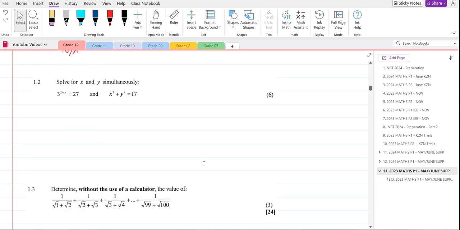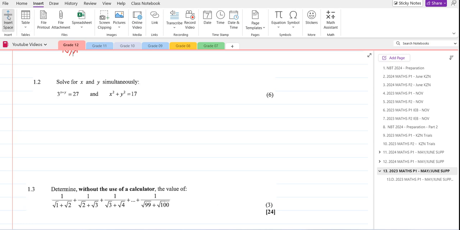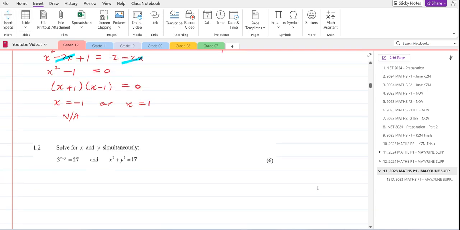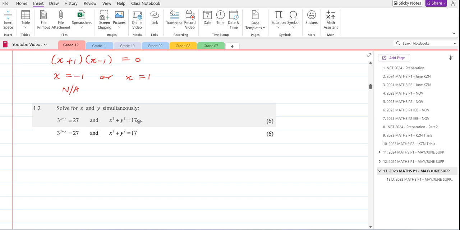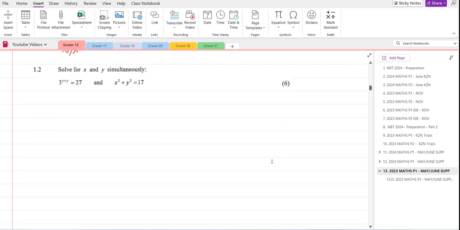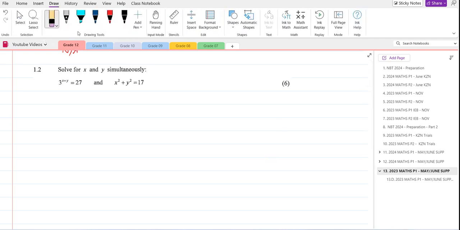Next one, solve for x and y simultaneously. How are we going to solve for x and y simultaneously? Right, we have an exponential equation, the first one, but there's no stress, because we know when we have an exponential equation, we drop the bases and equate the indices. So we got 3 to the power x plus y is equal to 3 cubed. Therefore x plus y is equal to 3, because we drop the bases. 3 cubed is 27. Now we can just say y is equal to 3 minus x. Now y is equal to 3 minus x, substitute it inside here.